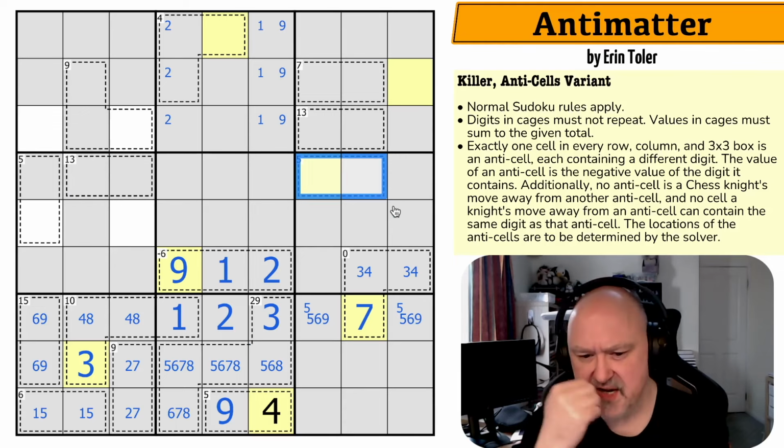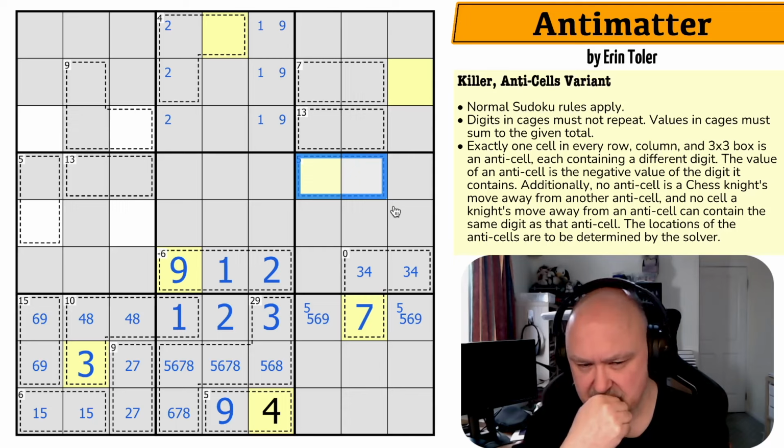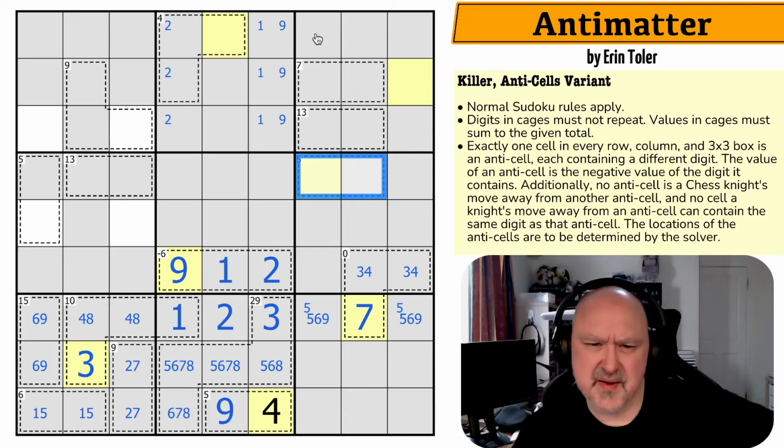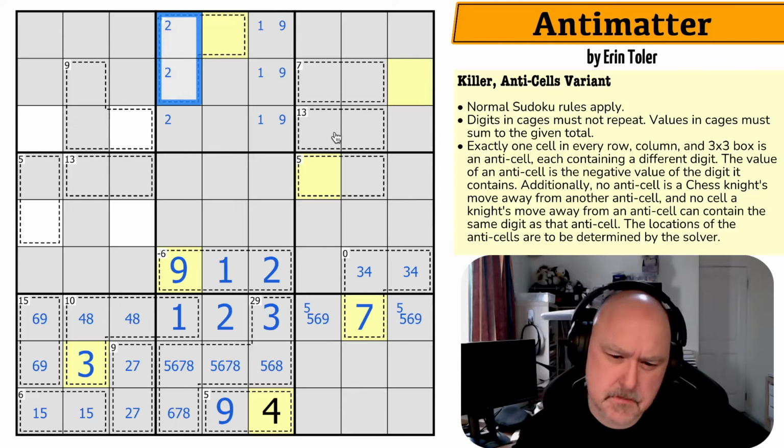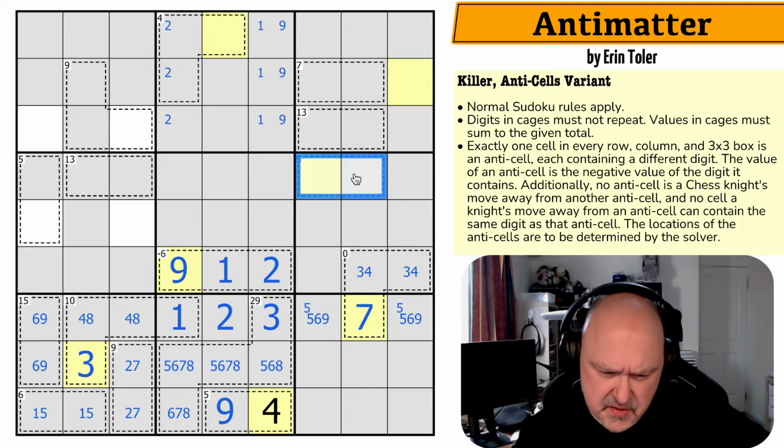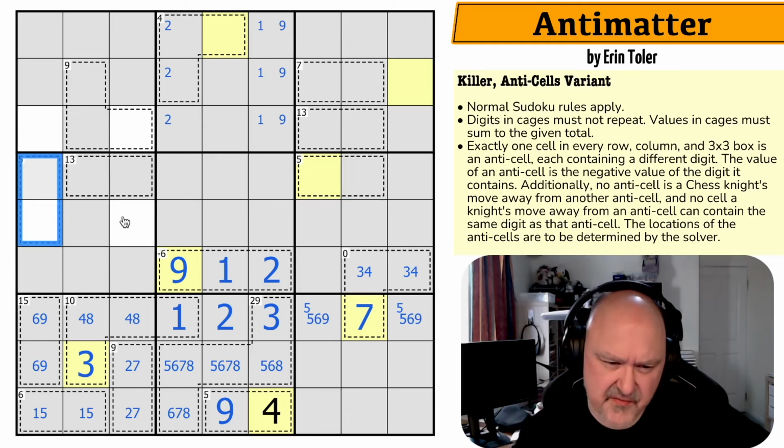Or is it the 4 cage? I think it's more likely the 4 cage. Though this could be negative lots. And this could get quite high. So maybe the 5 cage? Or is it this 5 cage? Like, do I need to put a negator cell into this 5 cage? This could be 1, 4, maybe. Could it be 2, 3? Don't see why not.